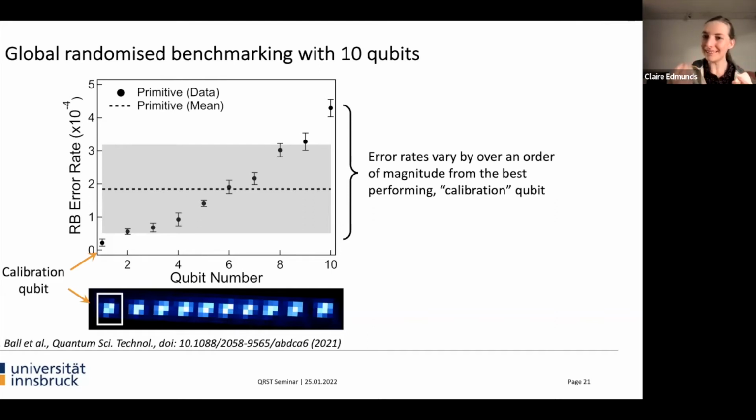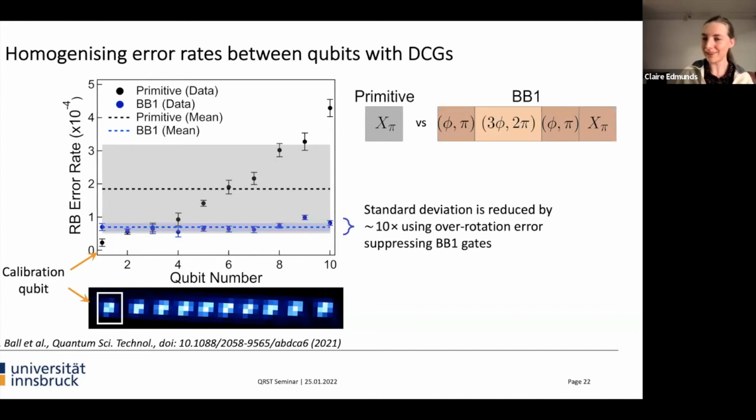We're dealing with a static calibration error, which is the exact sort of error which this project is designed to target. And sure enough, we can repeat this experiment using BB1 gates designed to suppress the dominant over-rotation errors. When we measure our RB error rates, we find a 10 times reduction in the spread and a 3 times reduction in the average error rate. So this is fantastic. We've homogenized our error rates and we've reduced the average. This is exactly what we wanted to see. And it's really enabled us to use global microwave gates in our system.